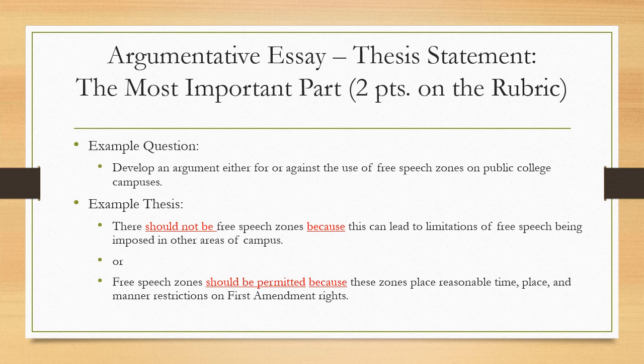Now, I just thought I'd throw in a thesis statement if you picked the opposing side, just to be fair. Free speech zones should be permitted because these zones place reasonable time, place, and manner restrictions on First Amendment rights. So if you wanted to argue the other side, the time, place, and manner restriction would be a great argument as well. But remember, we were going to go with there should not be free speech zones. We'll write this argumentative essay with that top thesis. Oh, I just want to point out the clear and present danger limits. Speech is not absolute. But anyway, let's go back to the one we're going to use.